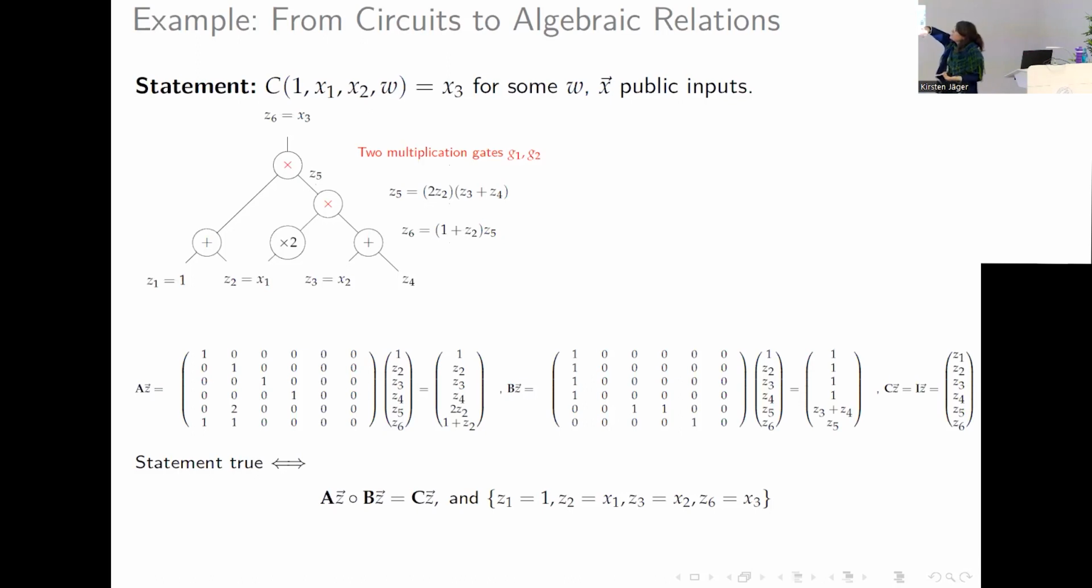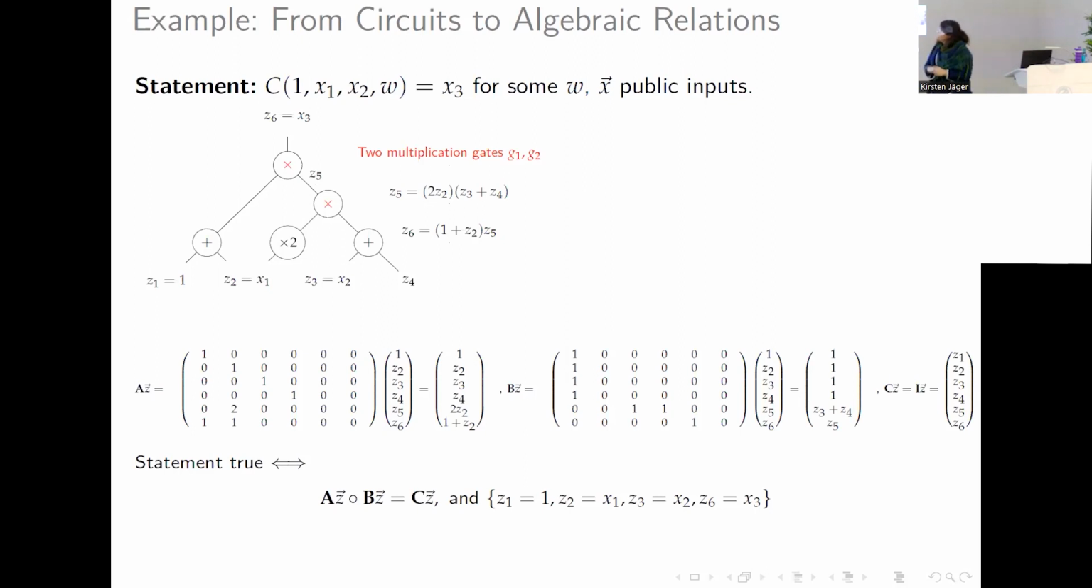So imagine our statement is we have a circuit and we want to prove that this circuit on public inputs 1, x1, the 1 is always there to take care of the constant, okay? But the circuit on public inputs x1 and x2 evaluates something public, which is x3, okay? There exists some secret information so that this circuit correctly evaluates to x3. So in this case, what we're trying to prove is there exists some Z4 so that this circuit evaluates to x3, okay?